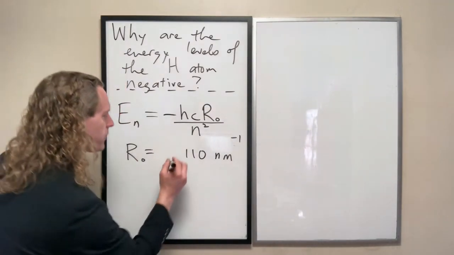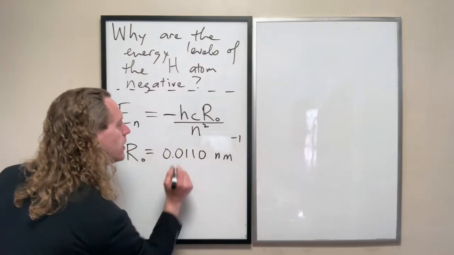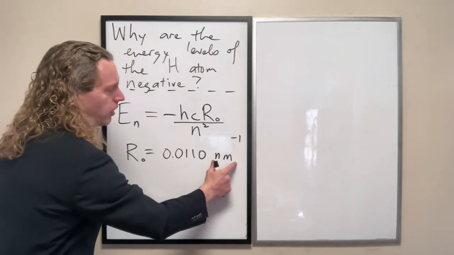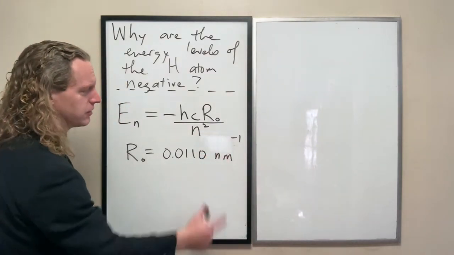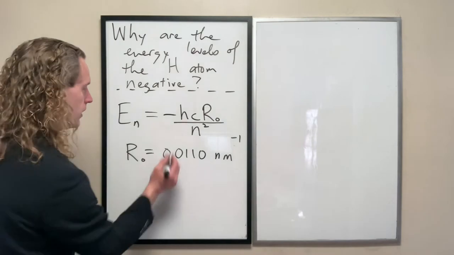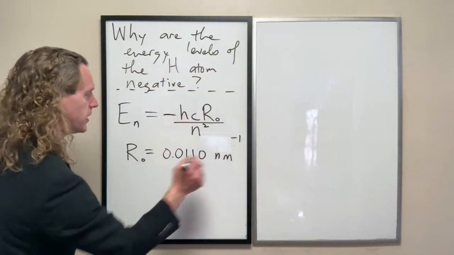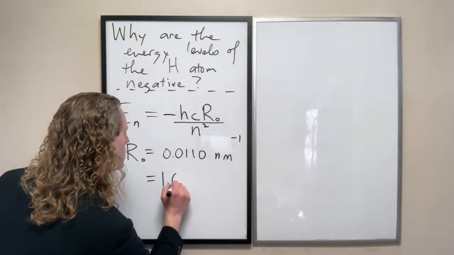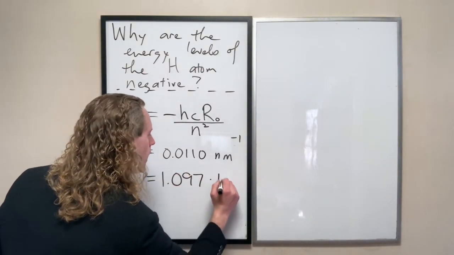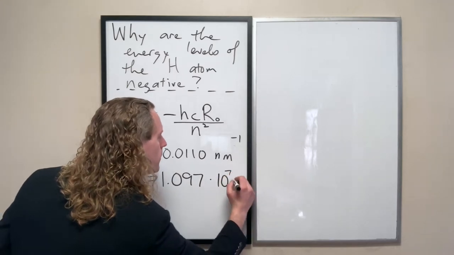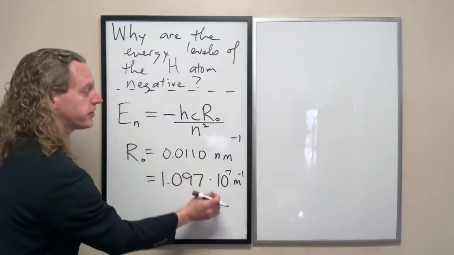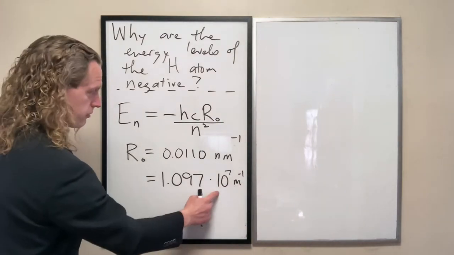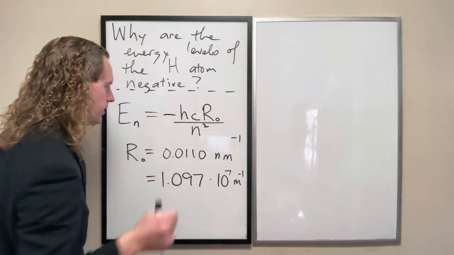When we properly write it out, this is fine, but for the sake of being a little more precise, I will also convert this from inverse nanometers to inverse meters. So this is a proper way of writing it, but more precisely, this is another way to see it: 1.097 times 10 to the 7 inverse meters. It's precisely the same where I've just done that unit conversion. And again, remember that it's only the units that are inverted, not the numerical value.